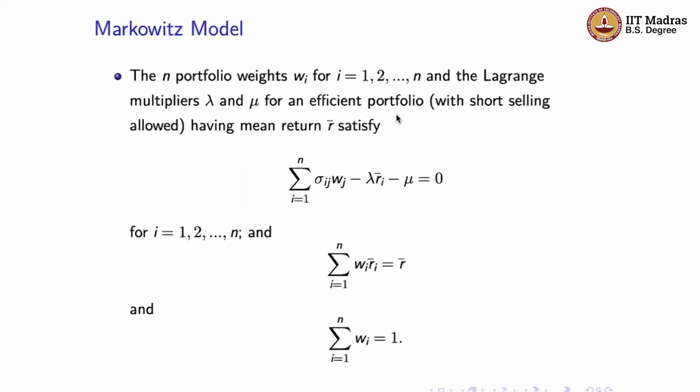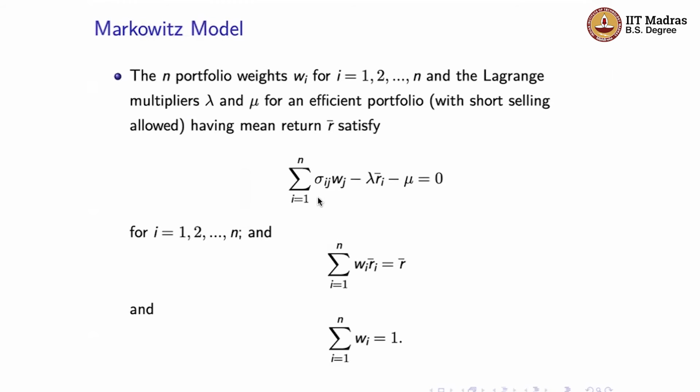And here we are going to allow for short selling. We'll discuss later on what happens if you do not allow for short selling. So that will lead to additional constraints being imposed. Having mean return R bar, which here for us is a parameter, needs to satisfy these n plus 2 equations. Okay. So the first order conditions are going to look like summation j from 1 to n sigma ij wj minus lambda ri bar minus mu equal to 0. And this has to be true for all values of i from 1 to n. Okay. And then you have the two constraints as before.